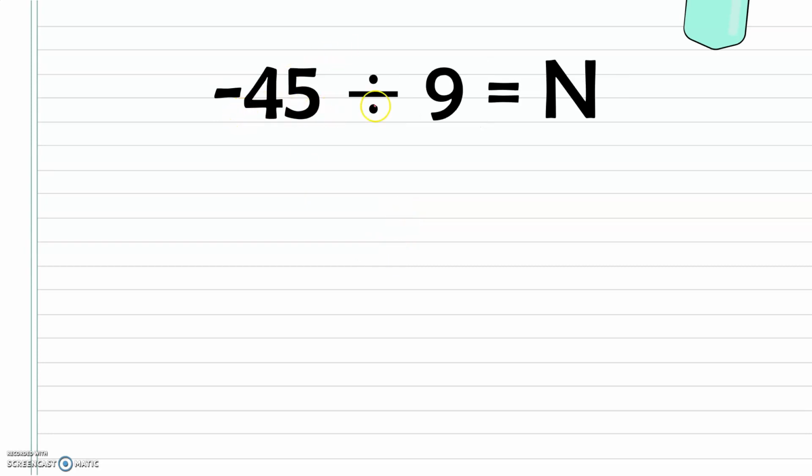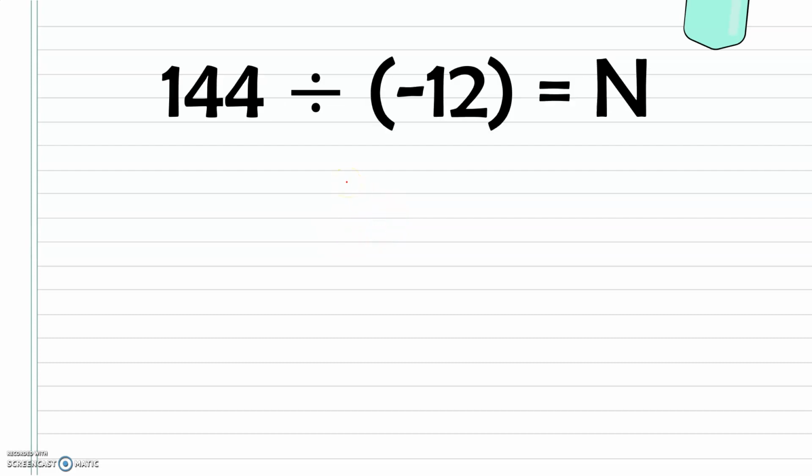Now let's try negative 45 divided by 9. 45 divided by 9 is equal to 5. They are different signed integers. One is negative, the other is positive. So the sign of our answer is a negative integer. Okay. Also, if you will count the number of negative integers here, we have 1. And 1 is an odd number. Therefore, the sign of the answer will be negative.